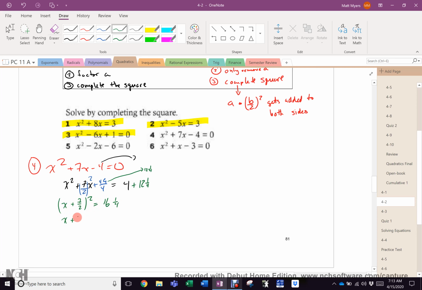So that is x plus 7 over 2 equals, I of course remember to square root both sides, plus or minus the root of 16 fourths. So x equals negative 7 halves plus or minus the root of 16 and 1/4. Now remember that is also negative 7 over 2 plus or minus the root of, if you don't like writing it like that, that's 65 fourths.